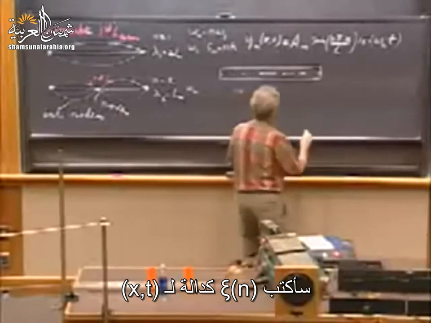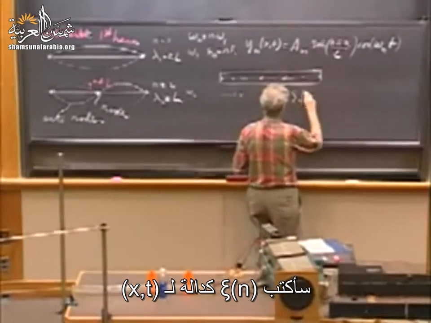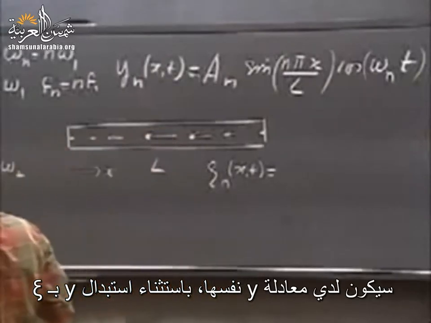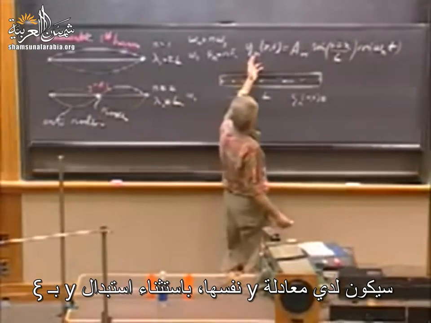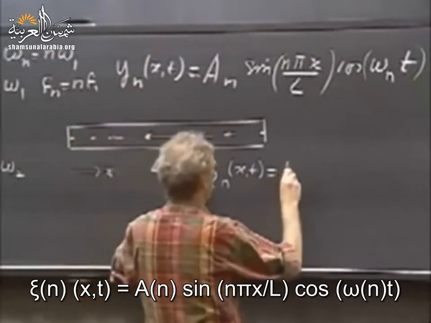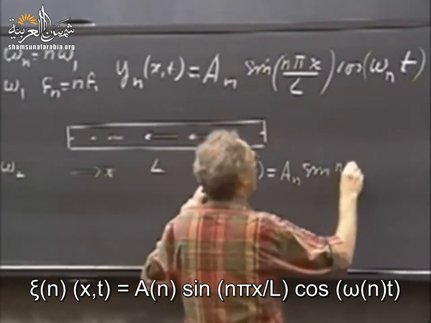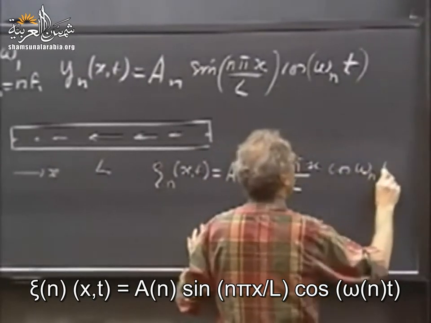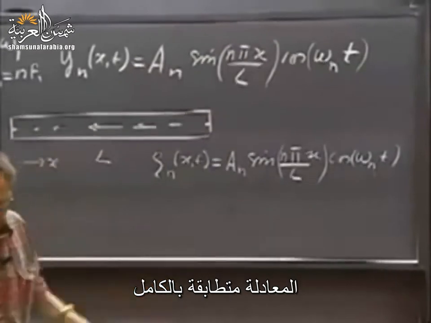And so I could write down that psi in its nth mode as a function of x and t is then effectively the same as my y that I had before, except I have to replace y now by psi. So I give it some amplitude, A_n, then I get the sine of n pi x over L, and I get the cosine of omega_n t. So the equation is completely identical.